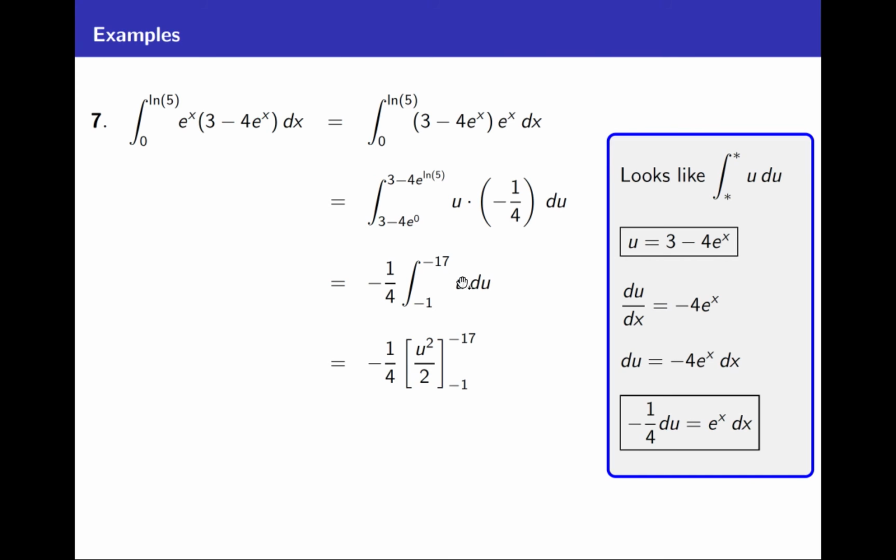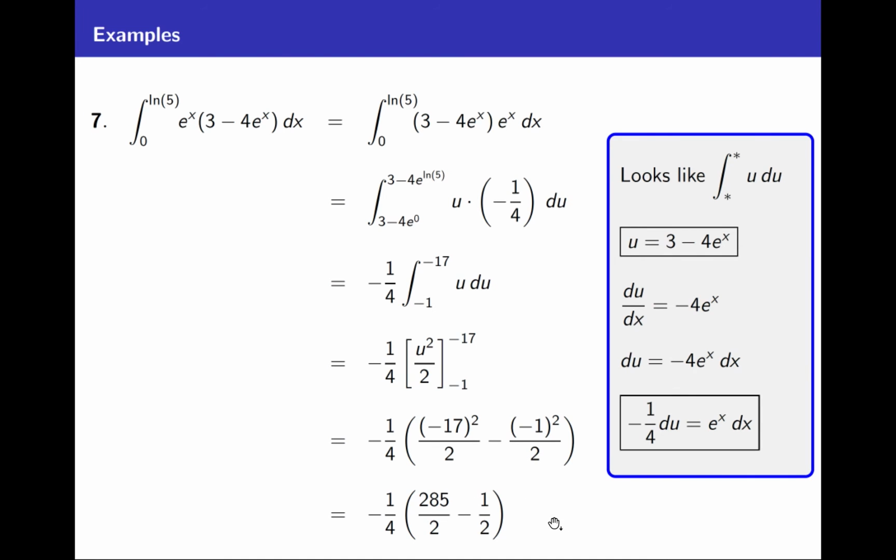And an antiderivative of u is u squared over 2. So applying the fundamental theorem of calculus gives us negative 1/4 u squared over 2 from minus 1 to minus 17. Plugging those numbers in and turning the crank gives us an answer of minus 36.